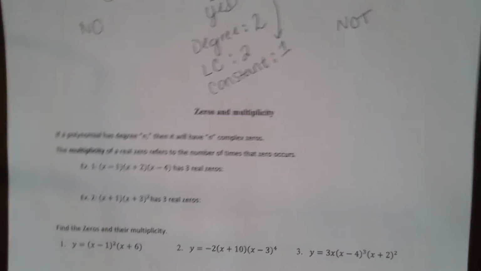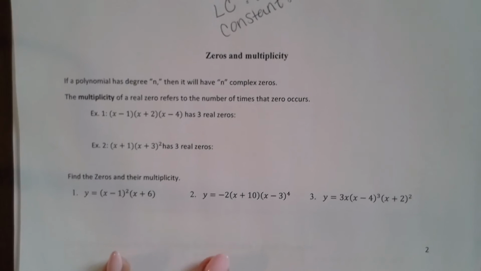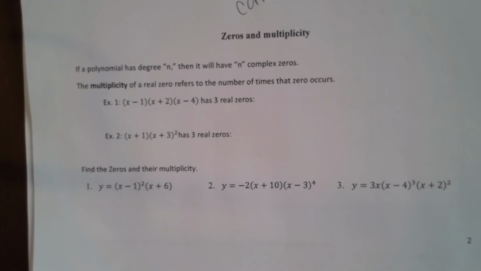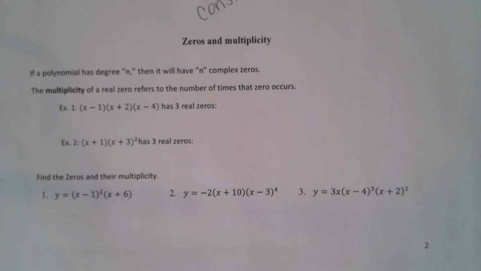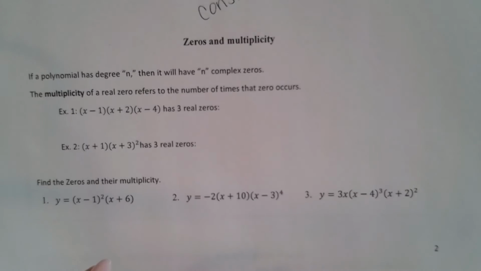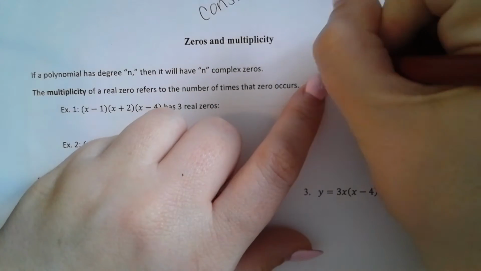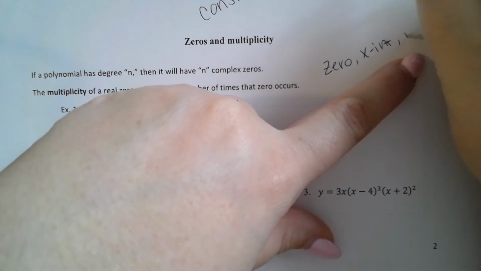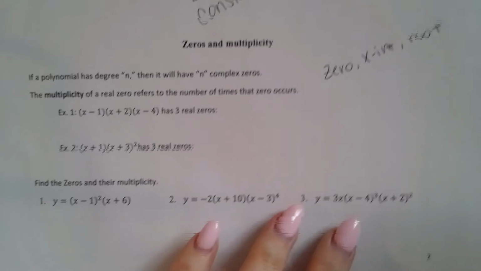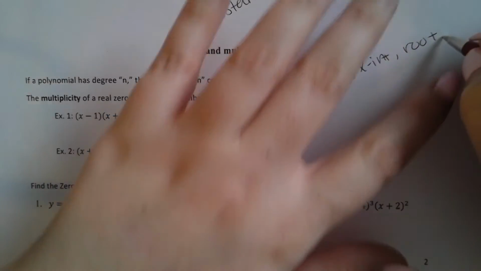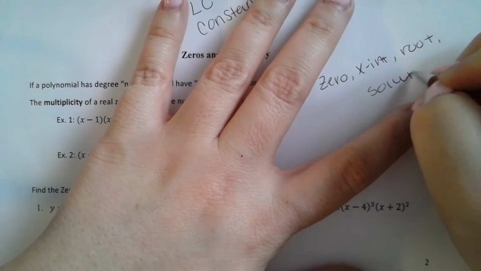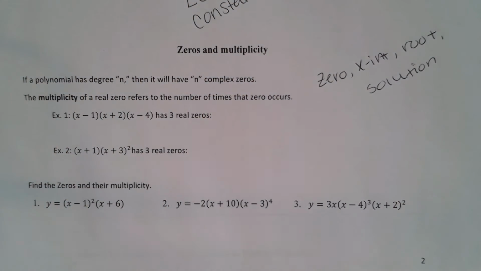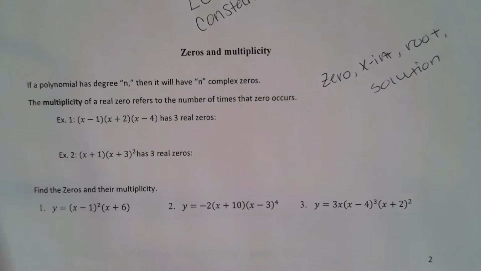Okay, so now that we've talked about what is a polynomial, now let's talk about polynomials and their zeros and multiplicities. So a zero is just another fancy word for x-intercept. So a zero, x-intercept, a root, a solution, all of these mean the same thing, they all mean x-intercept. Okay, now multiplicity is how many times it occurs.